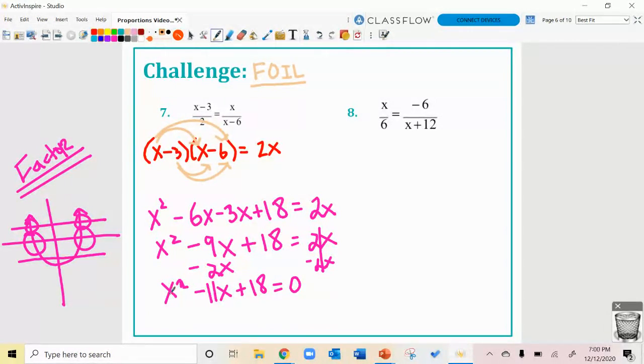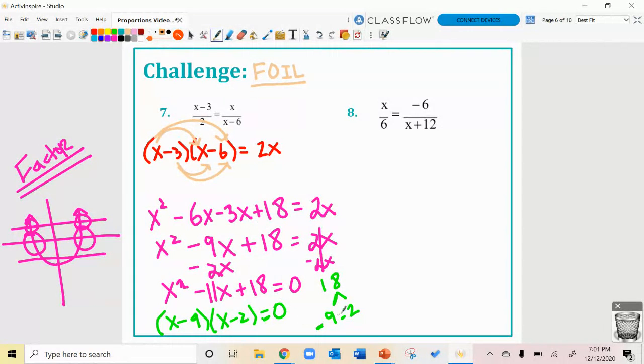You guys did something like the AC method, maybe a box method, there's lots of different methods. What I'm going to do is look for two numbers that multiply to 18, and I want those numbers to sum, add to -11. So the first numbers that come to my mind are 9 and 2. 9 times 2 is 18, but 9 plus 2 is positive 11, so I need to make them both negative. So I've got x minus 9 times x minus 2 equals 0.